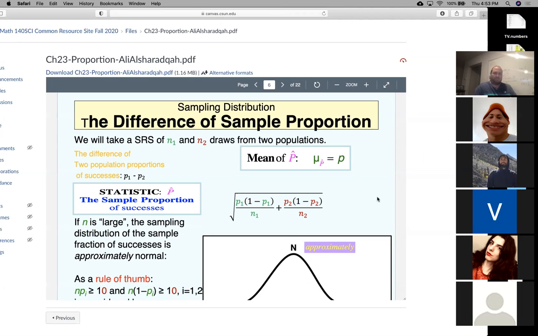All right, sampling distribution, the difference of sample proportions. The difference of sampling proportions. Okay, you take an SRS from both populations, an SRS from both populations. You have the average.